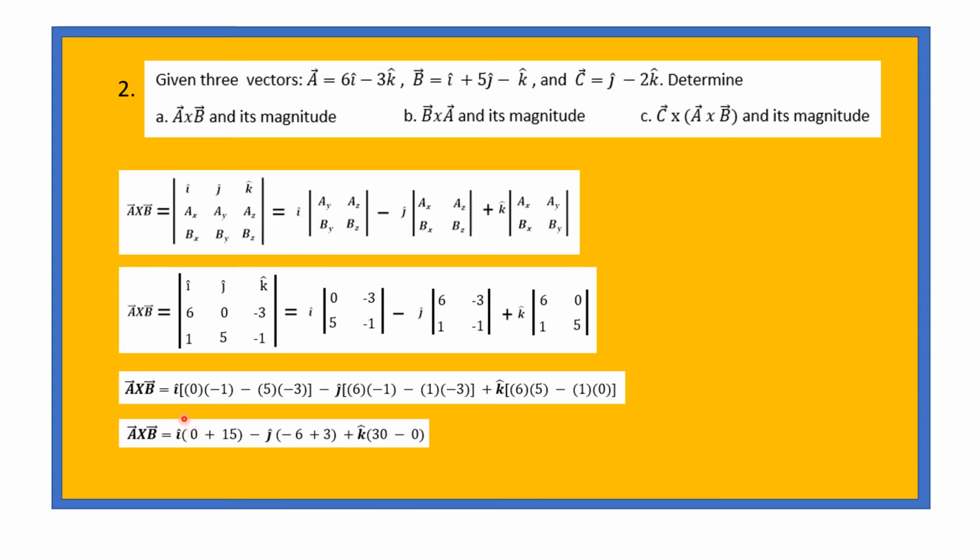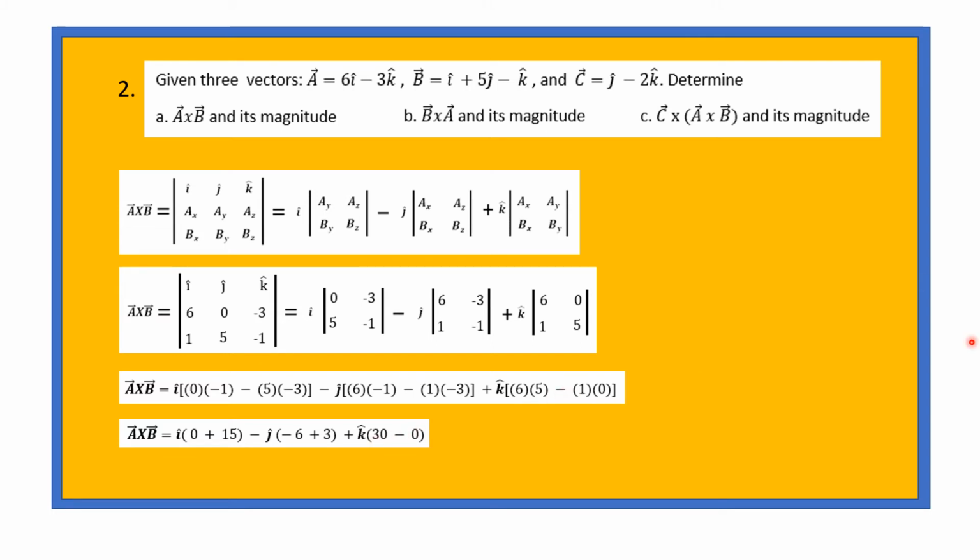So now we have i hat, then 0 times negative 1 is 0, then negative 5 times minus 3 is plus 15. Then minus j hat, we have 6 times negative 1 is negative 6, plus negative 1 times negative 3 is plus 3. Then plus k hat, we have 6 times 5, which is 30, then minus 1 times 0 is equal to 0.